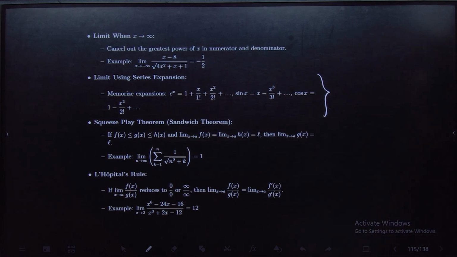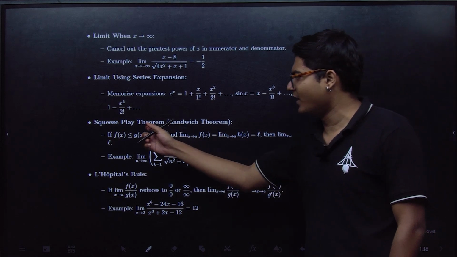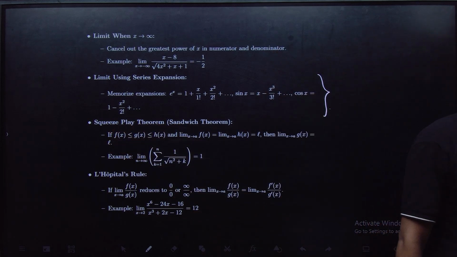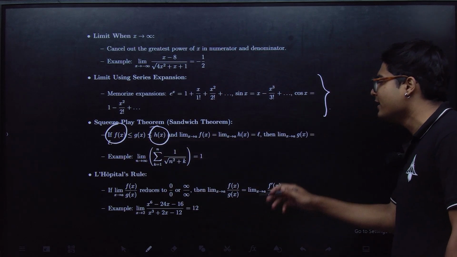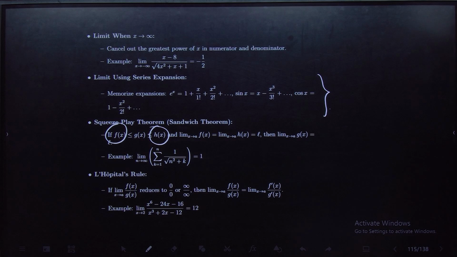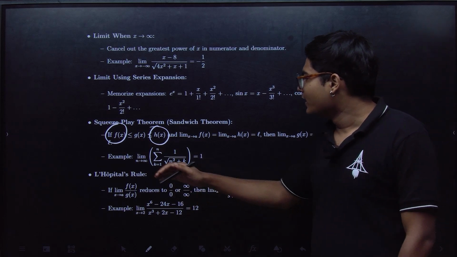Squeeze theorem, okay? Squeeze theorem or the sandwich theorem is basically if you have a function g which is bounded by f and some other function h, right? And if the limit of these bounds, if f and h have the same limit equal to some L, then we can say for sure that g is also going to have the same limit which is equal to L, right? Okay.